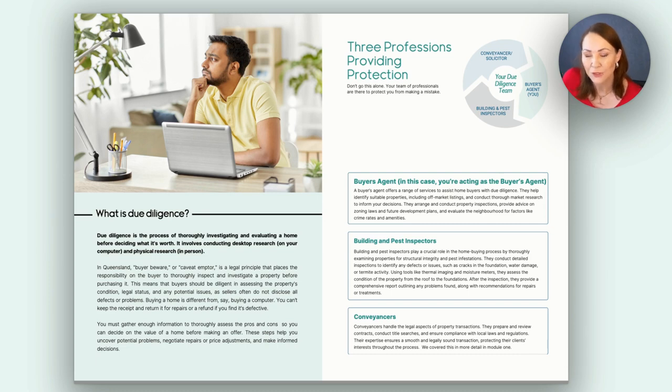So in most cases. And so I like to then provide you with the 3 professions who provide you with protection. Now, we did touch on these in Module 1. So if you were getting a buyer's agent, they are the most important person to make sure that you're protected. And your building and pest inspectors are very important. And then your conveyancers will be the people who help you with the property transactions.